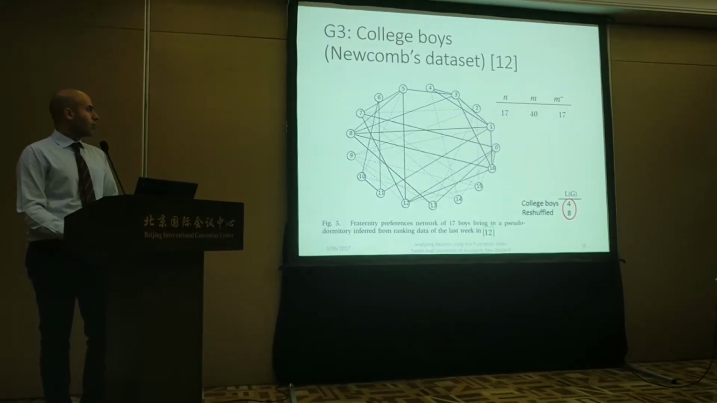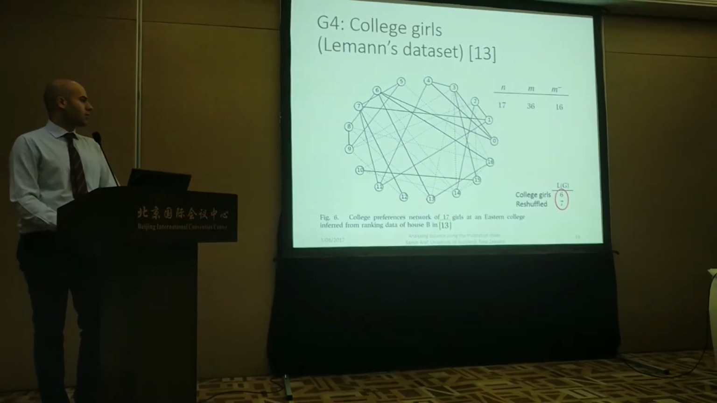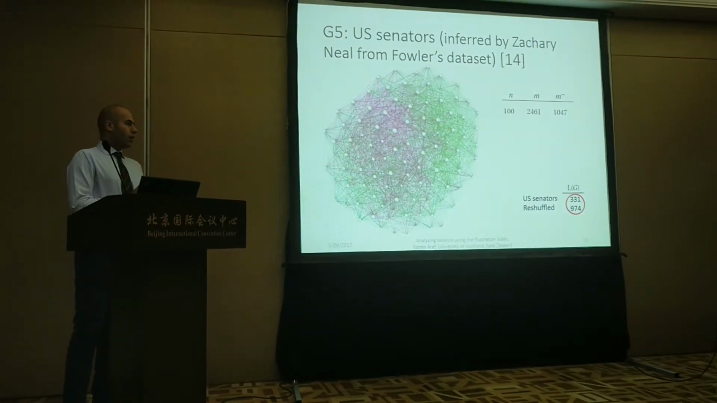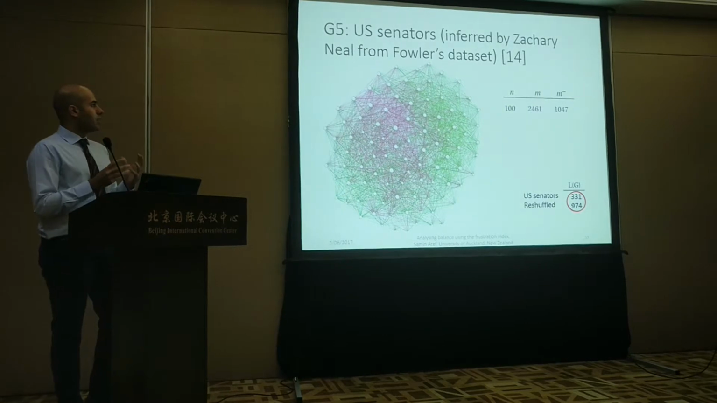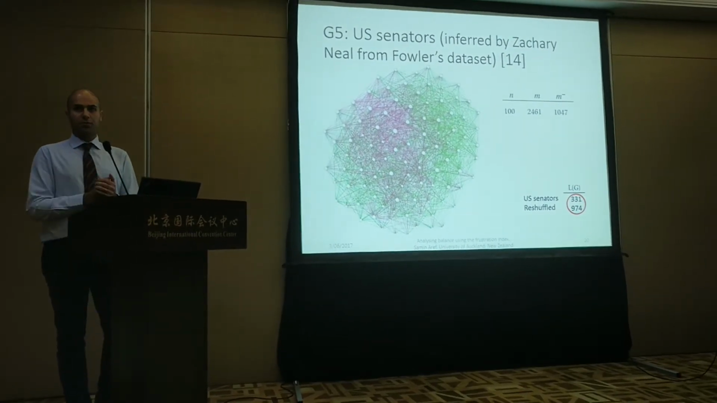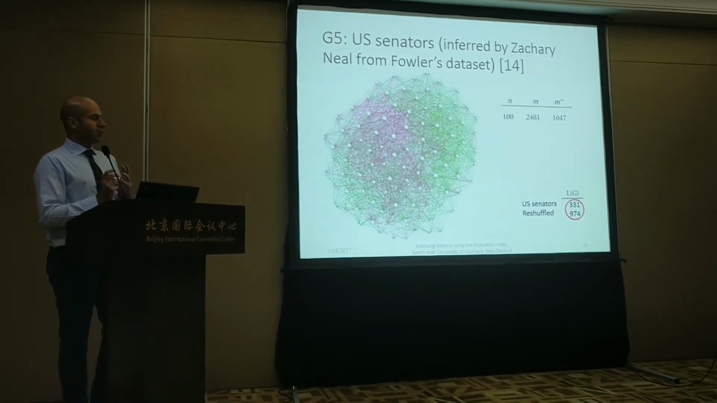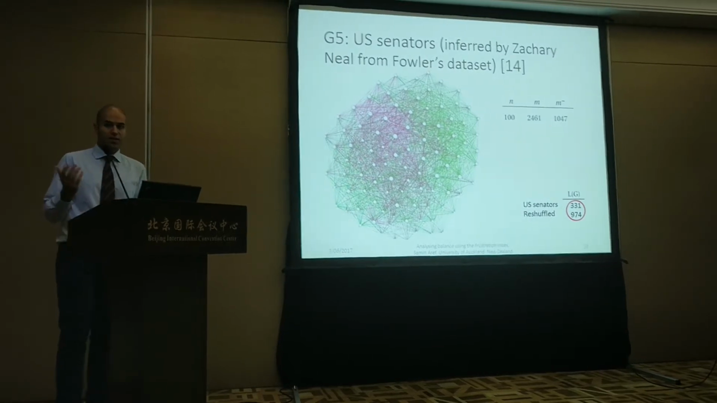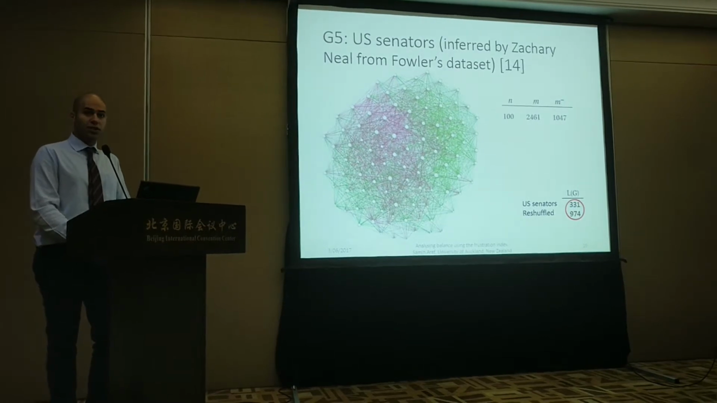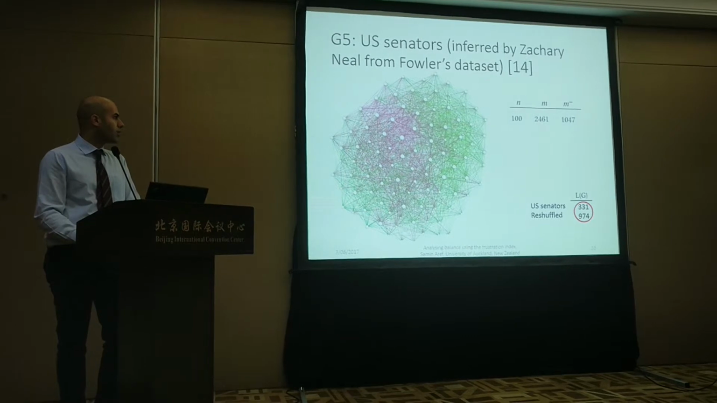We also analyzed a network of college boys and a network of college girls. We have a network of US senators inferred by Zachary Neal based on Fowler's dataset. Here, green edges represent positive relationships between senators based on their voting behavior. Negative edges represent antagonism between these senators, and we can see that the frustration index is smaller than what we have for the reshuffled network.